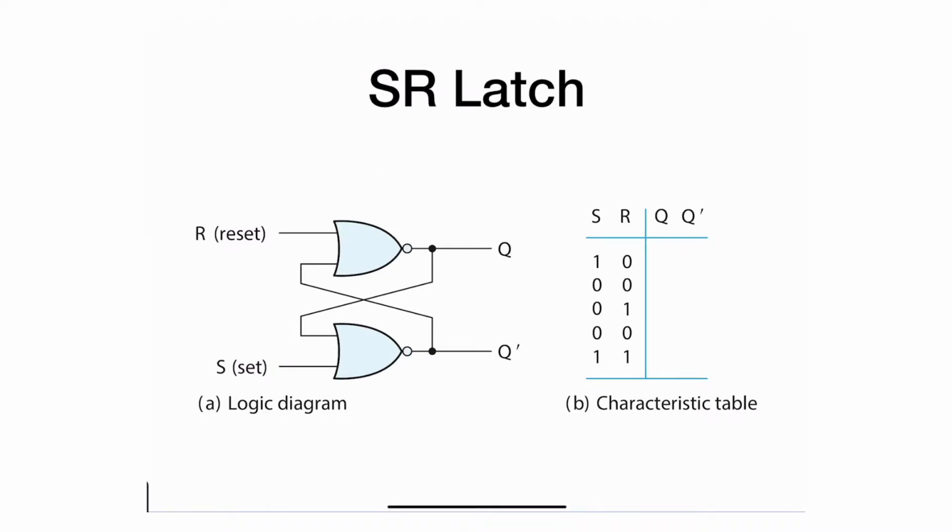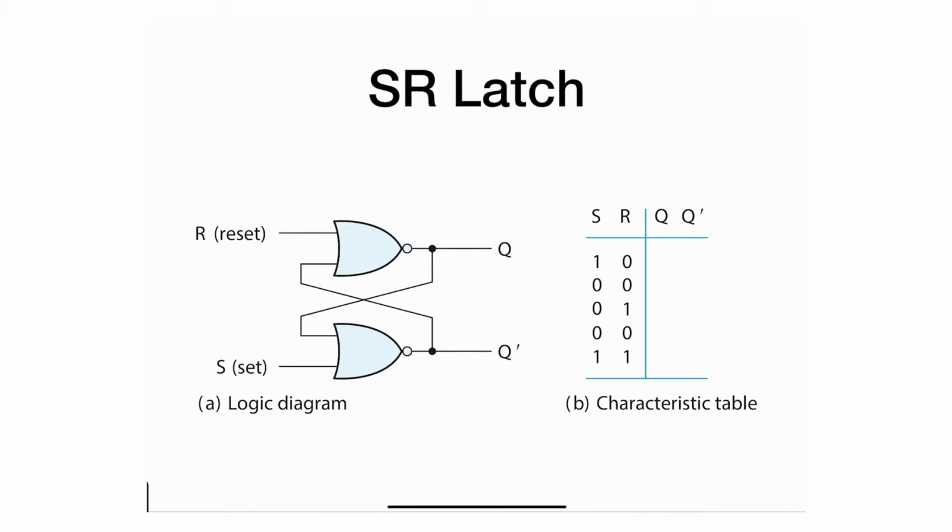We call it cross-coupled NOR gates because the output of one is connected to the input of the other, and the output of this one is connected to the input of this one. This cross-coupling creates what we call a storage element. Why do we say that? Because this circuit does not only depend on the input. The output Q does not only depend on what input there is, but it also depends on the other output. So Q depends on Q prime and so forth. That's how we create a storage element.